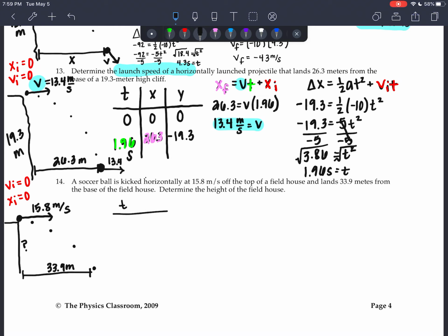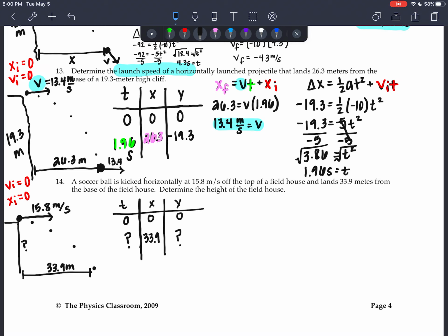So I'm going to make my table to guide my thinking. At time 0, my positions are 0, right? I don't know what time it'll be when the ball hits the ground, but I know that when it does, it's going to have traveled 33.9 meters horizontally. I also don't know how far down it fell, or what its vertical Y position is going to be. So I'm going to try to fill in the table with as much information as I can.